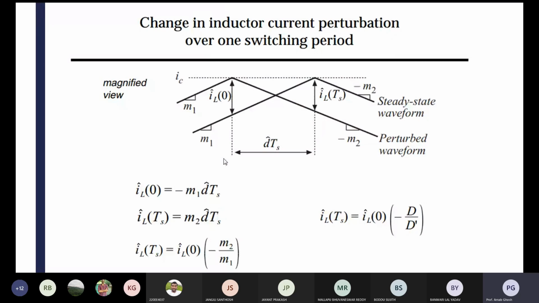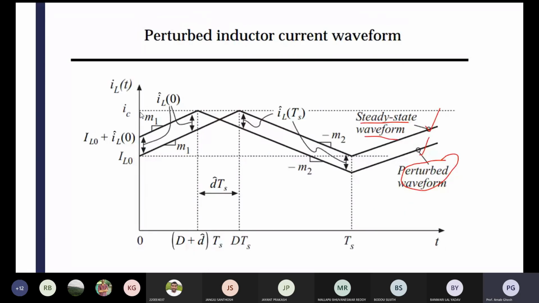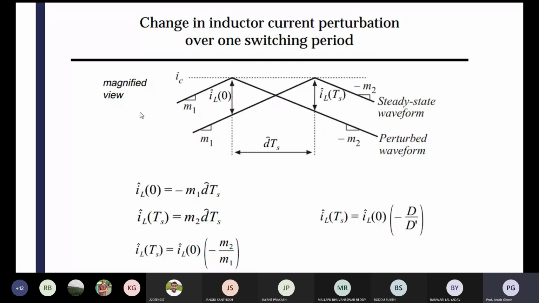It is DTs. It is your ic, the control signal current, and the slopes are there, with î_L(0), and it comes to the steady-state response over here. This is a magnified view of the previous slide, so you can see that part. Now you know the formula: î_L(0) equals minus M1 d̂Ts.